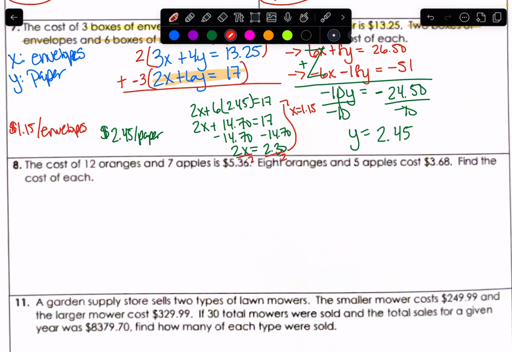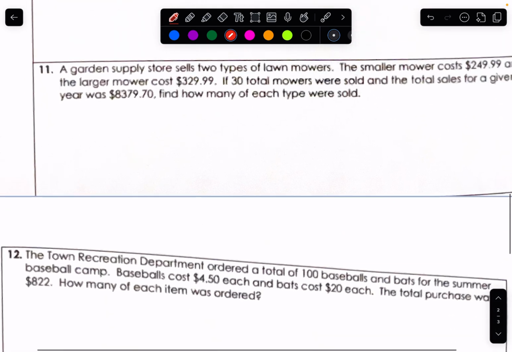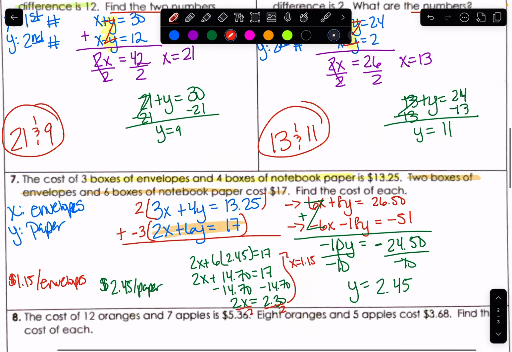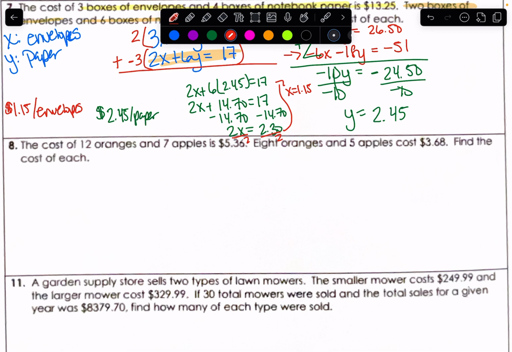All right, moving down for 8, 11, and 12, I am just simply going to, no, I'll do number 8 again. All right, I'll do one more. So for number 8, the cost of 12 oranges and 7 apples is $5.36, and 8 oranges and 5 apples cost $3.68. Find the cost of each. Let's let X represent oranges, and let's let Y represent apples.